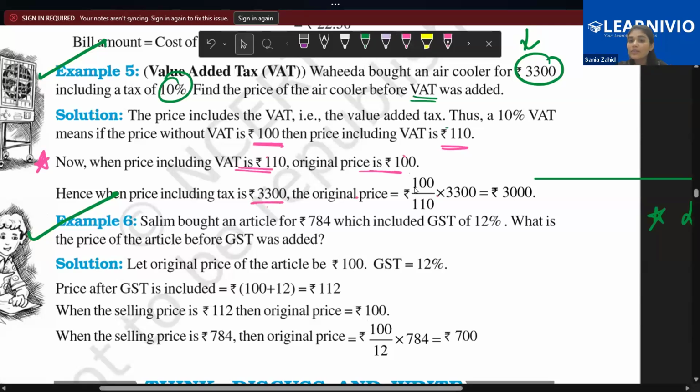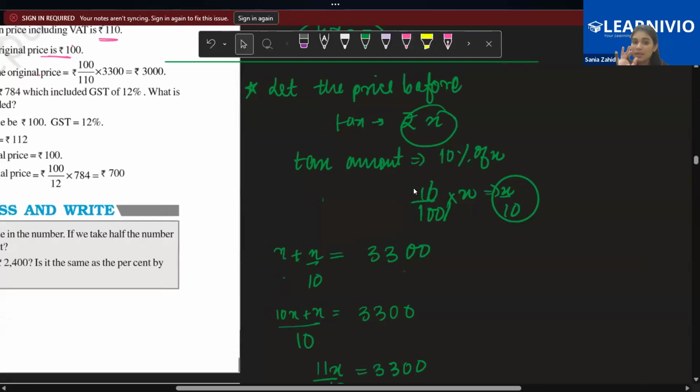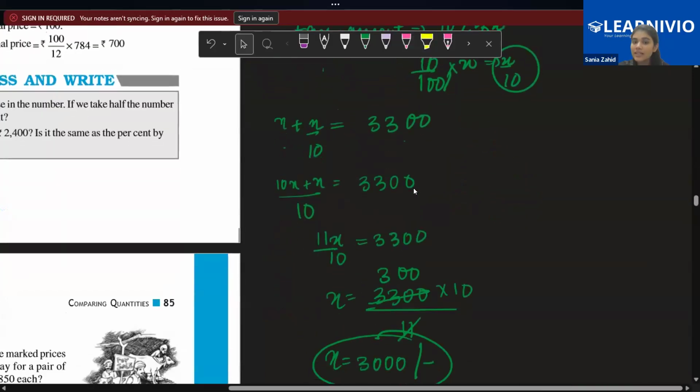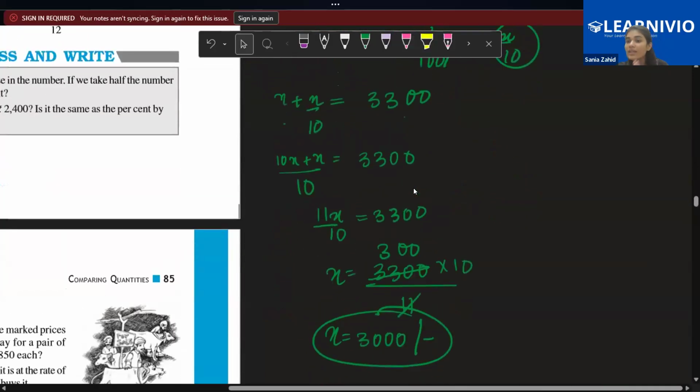But going with the concept, I always like to do questions with a core concept. See, this is the key. If you do it by this method, you are understanding what the concept is over here. Where am I adding 10%? On which thing? How do I get the tax amount? Like that.